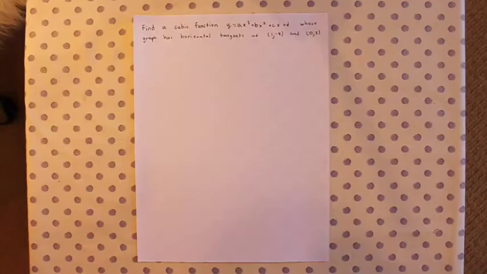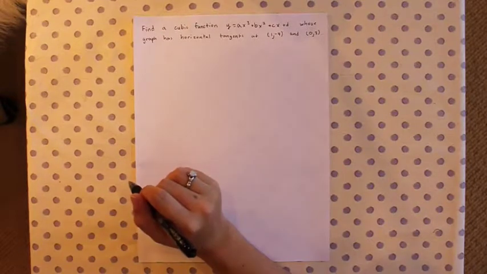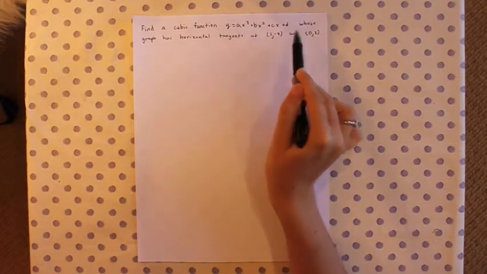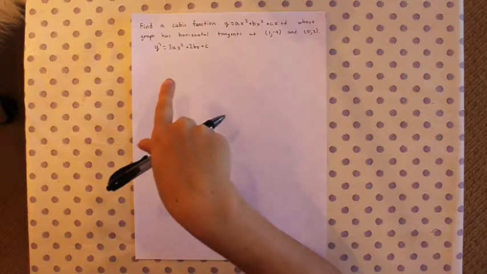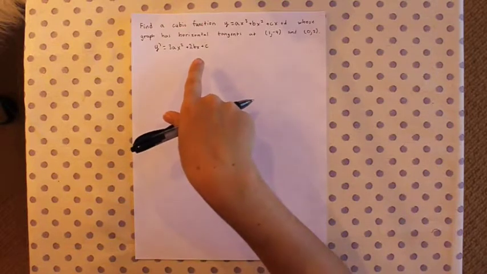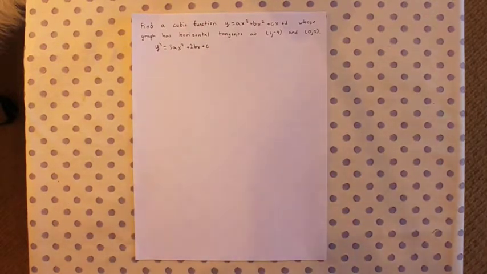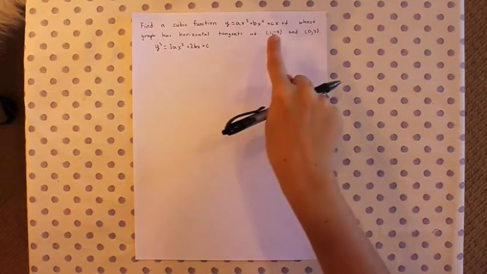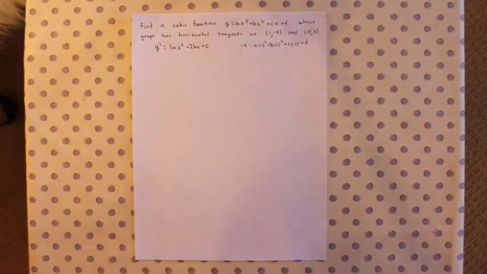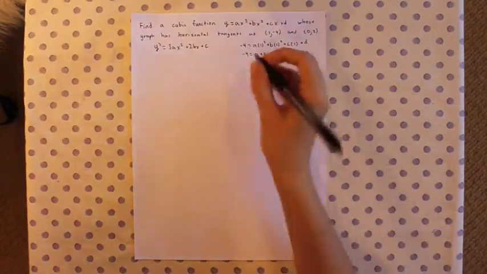Another problem you'll need to know how to solve is how to find a cubic function whose graph has horizontal tangents at (1, -4) and (0, 3). First you want to find the derivative of this function. So y prime is equal to 3ax squared plus 2bx plus c. You also want to plug in the points given to the equation.